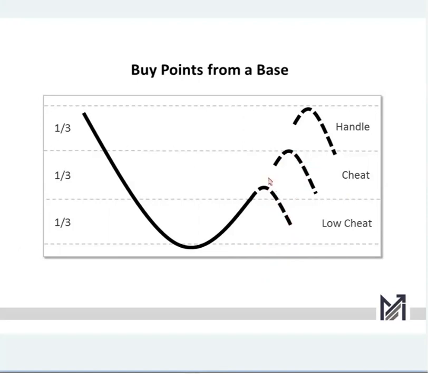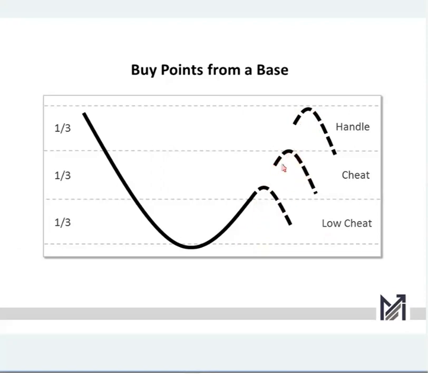The cheat area and the handle. I find the cheat area is equally as common as the handle, and I like it because I'm in a little bit earlier. It's a little less obvious. So if I'm going to pyramid into a trade, I'm going to buy some at these areas. I might buy a little at the low cheat, a little at the cheat, and then finish up at the handle. A very logical way of doing this is to buy 25% of your position on a low cheat, 50% on the cheat, and 25% at the handle, so you don't run up your average cost. You're basically putting the bulk of it right around the middle of the base.